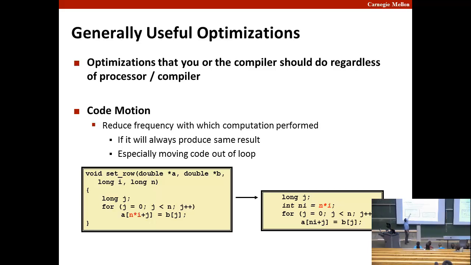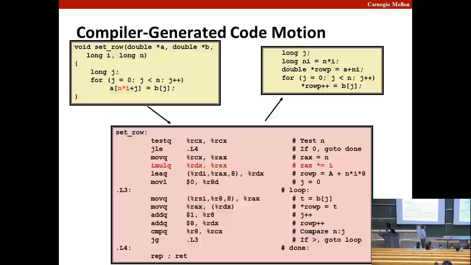Notice that i and n don't change. They don't change within the body of the loop. They're constants with respect to that loop. So if we pull them out and create a variable ni that represents n times i, now we do this once instead of n times. We've saved a lot of work. Do you see that? We've reduced what needs to happen inside this innermost work loop, which is going to save time.